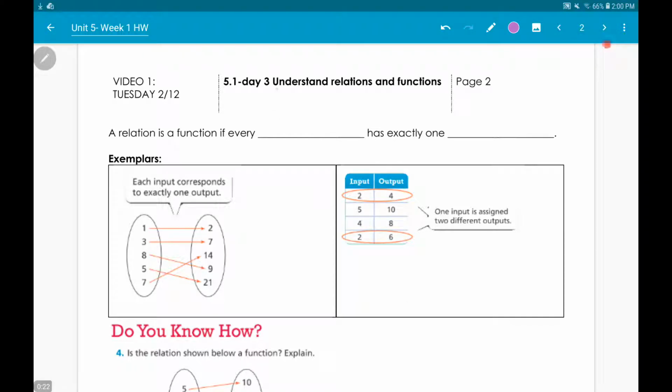A relation is a function if every x value, or we can also say input, has exactly one y value or output.